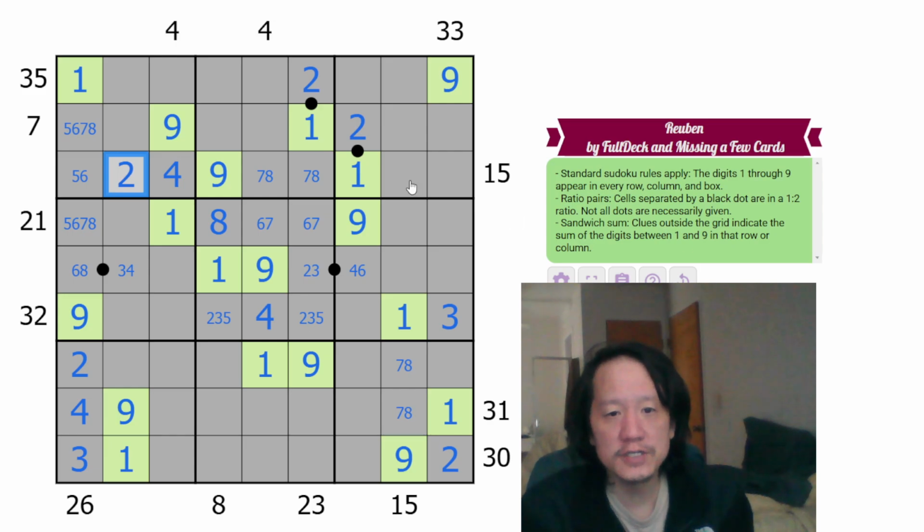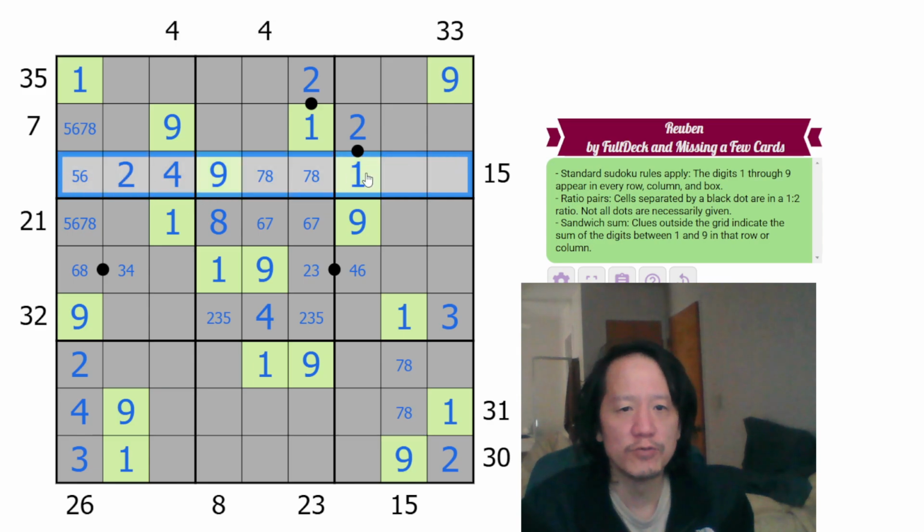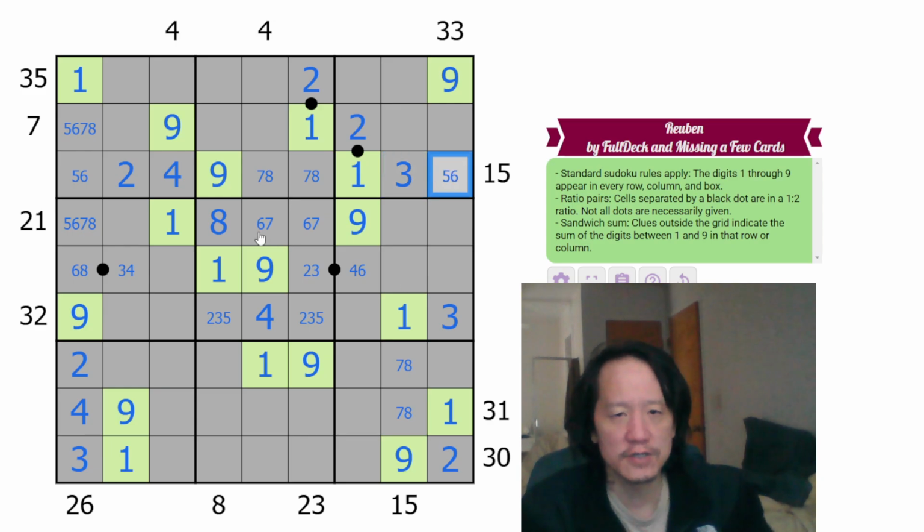And the remaining digits are 3, 5, and 6. This can't be 3. Where is the 3 in row 3? It has to be specifically this cell, which makes this 5 or 6.